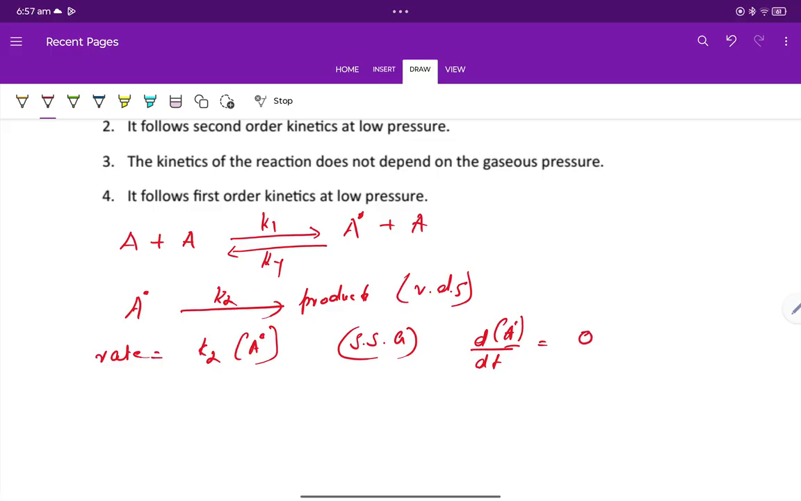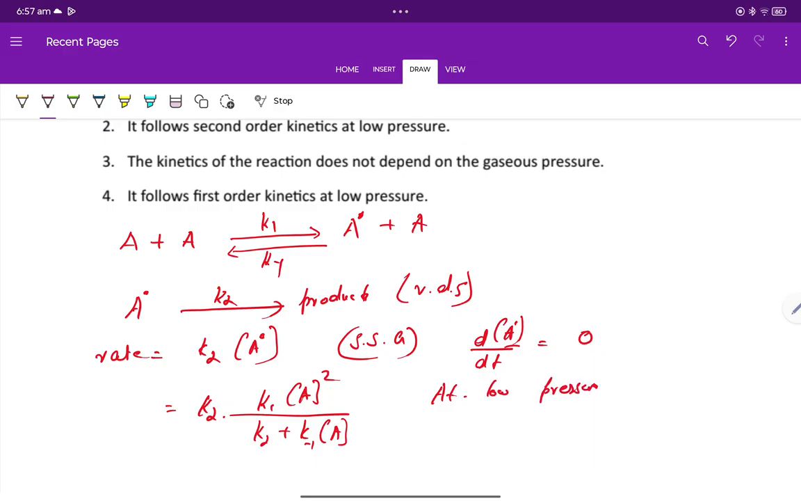Once you apply the steady state approximation, you will get the final form for A star, and the rate will be equal to K2 into K1 into A square divided by K2 plus K inverse 1 into A. So this is your equation, and now let us see what will happen at low pressure.